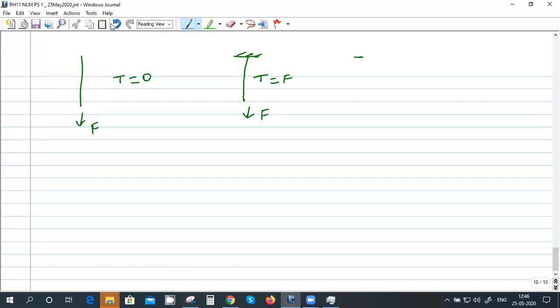Same string, but different case. I'm pulling this side with the force F and this side with the force F. So what is the tension now? 0. No, 2F, sorry. Daksh? 2F. Tension 2F. No, tension is F.